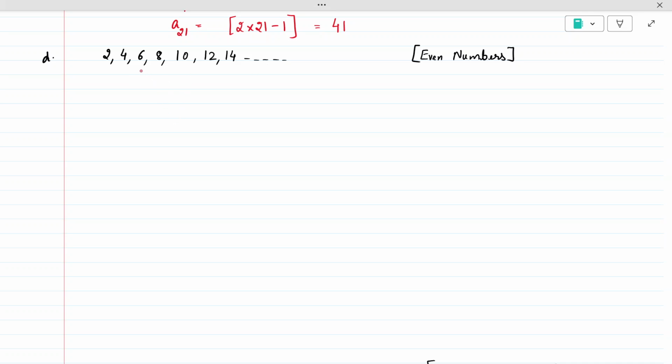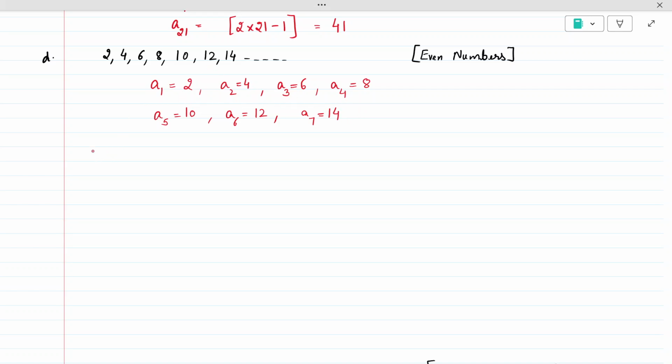Now let us find out the terms at the different positions in this sequence. So at the first position A1 we have 2, at the second position A2 we have 4, third position A3 we have 6, fourth position A4 we have 8, fifth position we have 10, sixth position we have 12, and seventh position we have 14. So in this sequence, these are the terms at the various positions.